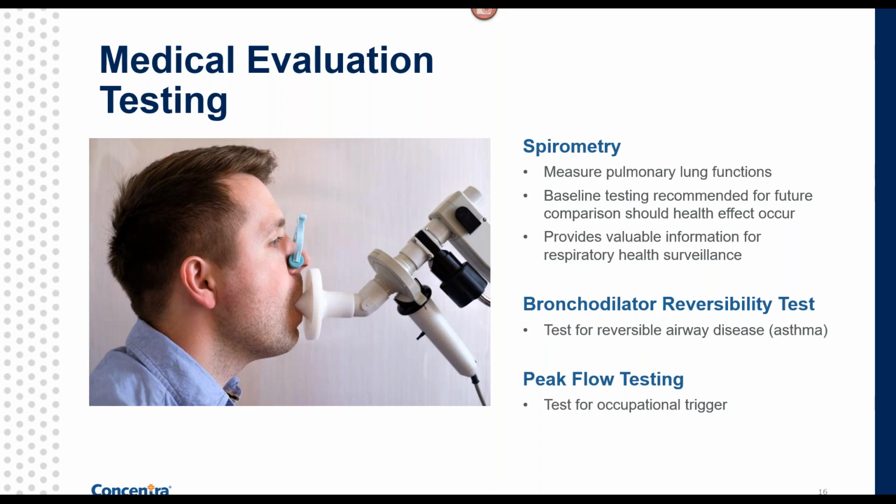So once the bronchodilator reversibility test is performed and it's shown to be positive, peak flow testing can then be ordered to look for an occupational trigger at the workplace. The information gained from the medical surveillance, including the medical evaluation and the lung function testing, may lead to early detection of health effects. Detecting health effects early allows for earlier management, adjustment of employer controls, reassignment away from the exposure, specifically isocyanates in this example, or other measures.